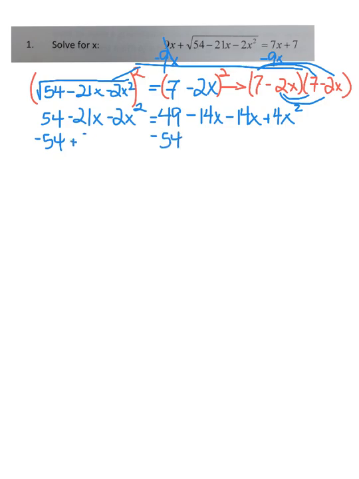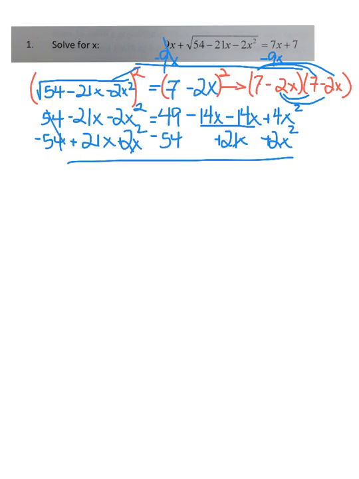Then I'm going to add 21x, and I'm going to put the add 21x right here in the middle, because I see that these guys are like terms with that. Probably not the best thing I should have done. Sorry, I should have added those negative 14x's together first. And then I'm going to add 2x squared over here. Everything on the left-hand side is going to cross out, right? So I'm going to get 0 equals. So 49 minus 54 will be a negative 5.